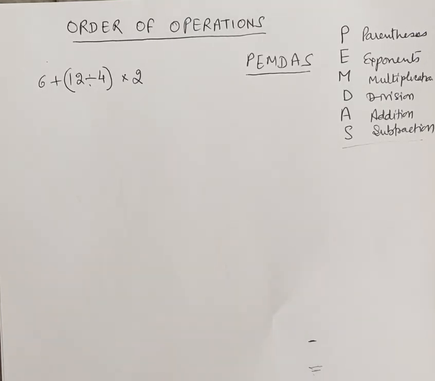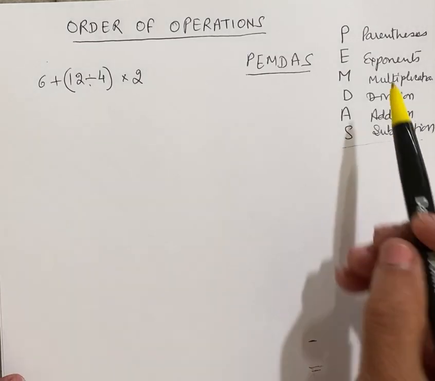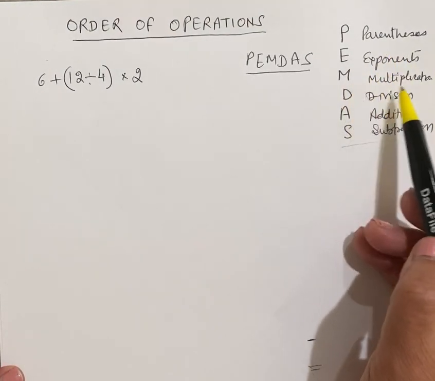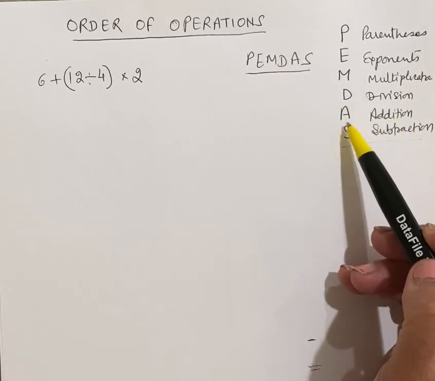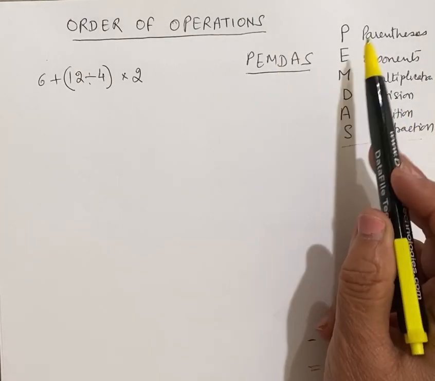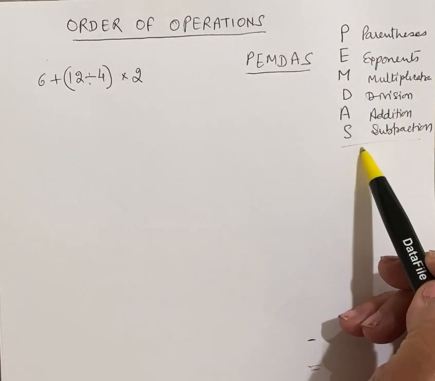In this video, I am going to tell you about PEMDAS. What is PEMDAS? It's order of operations. P stands for parenthesis, E for exponents, M multiplication, D for division, A for addition, S for subtraction. PEMDAS is short form of all this.